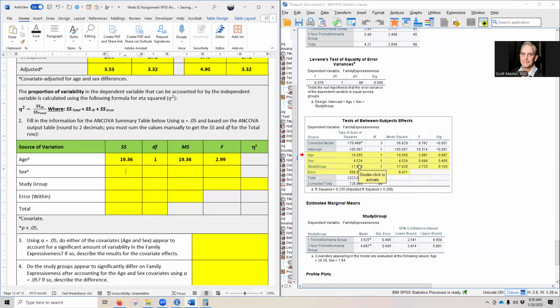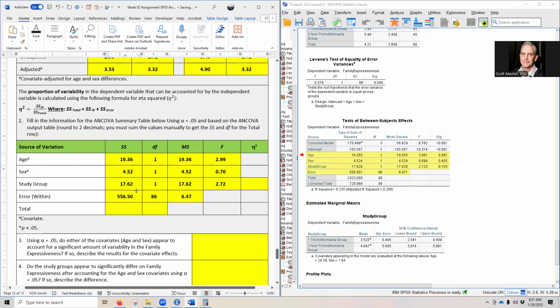Sex is 4.52, 1 degree of freedom for that, 4.52 mean square. F is tiny, 0.70 after rounding. No star, no star. Study group, 17.62, degrees of freedom is 1, 17.62 again. F is 2.72. Oops, no star for you. No significant difference. Error within is 556.50, degrees of freedom is 86, mean square is 6.47.